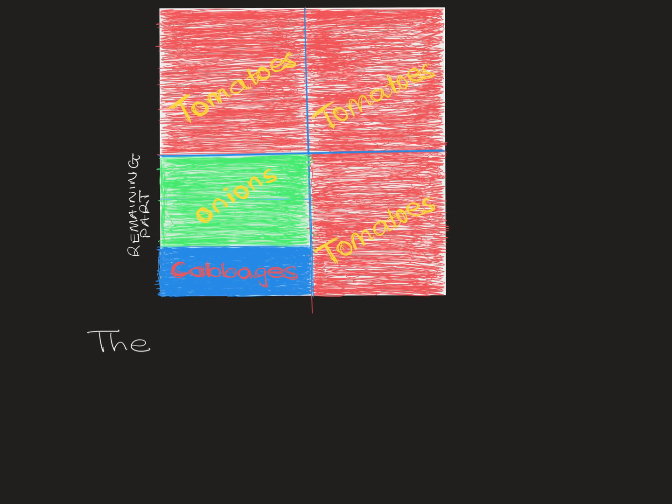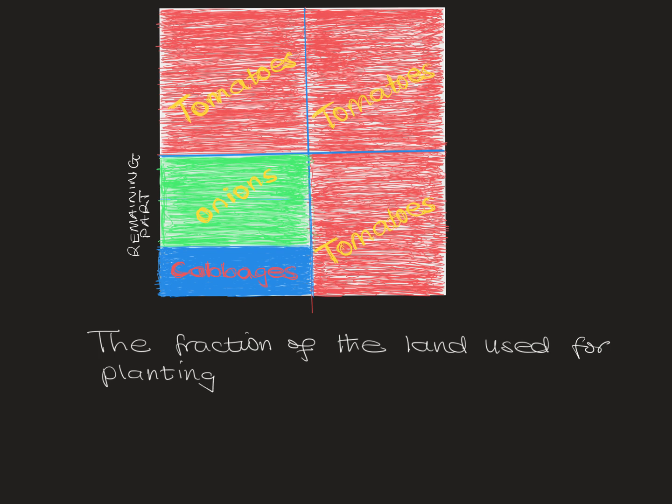The fraction of the land used for planting tomatoes is equal to 3 over 4. Then what should we do?